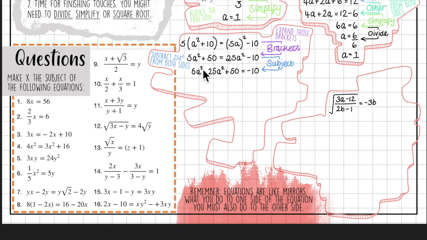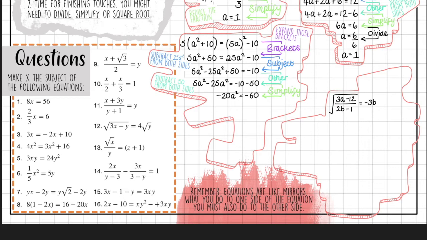So now we have 5a squared minus 25a squared plus 50 equals minus 10. The next step is to get all other terms, i.e. all terms not containing the subject, over to the right hand side. So this 50 needs to go over here. So there we go. 5a squared minus 25a squared is equal to minus 10 minus 50. Now we just simplify to give the following. Minus 20a squared is equal to minus 60.